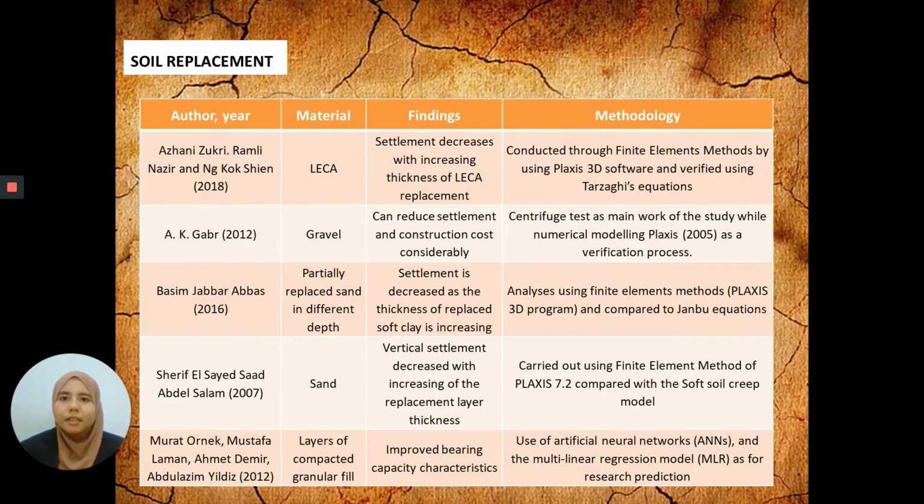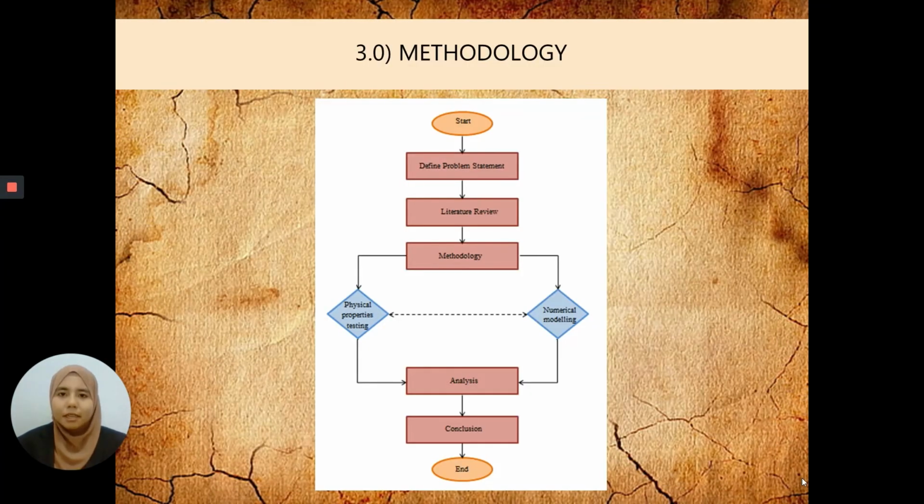So we move to chapter 3, methodology. For chapter 3, my study starts with defining the problem statement and then moves to the literature review and methodology, which includes two methods, physical properties testing and numerical modeling. And then I analyze the result and make the conclusion. And then I end my study.